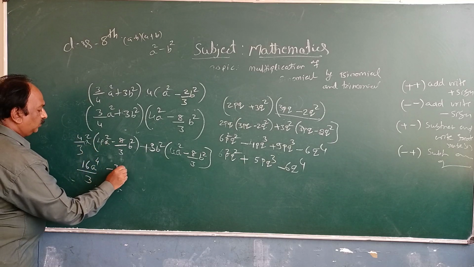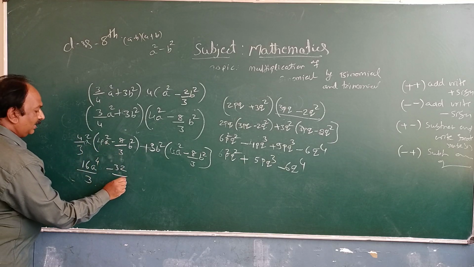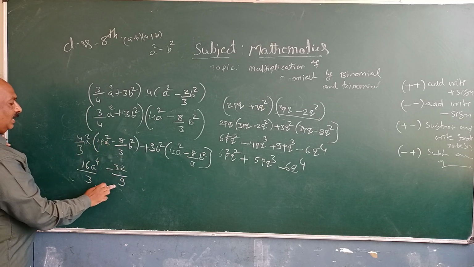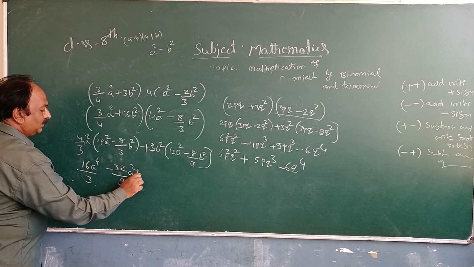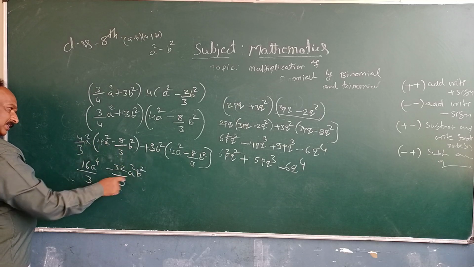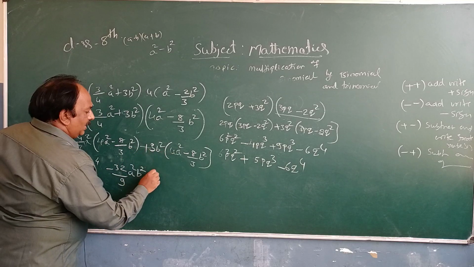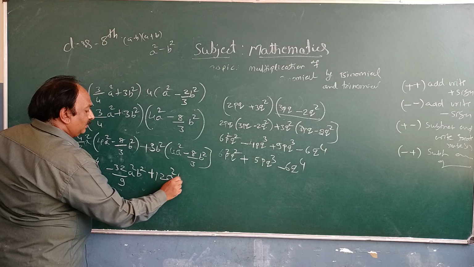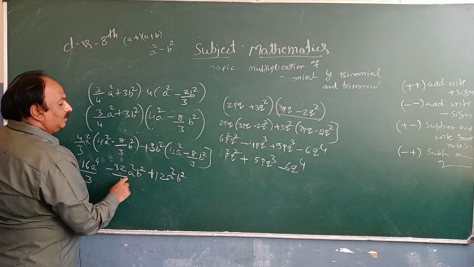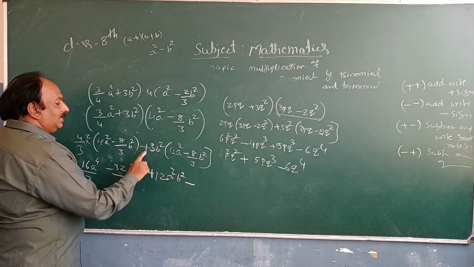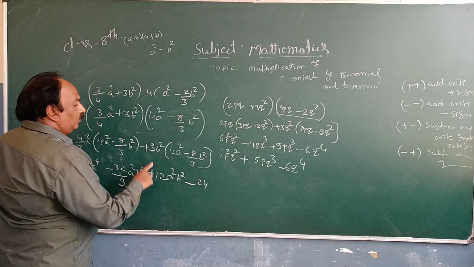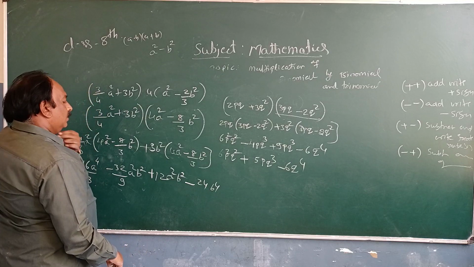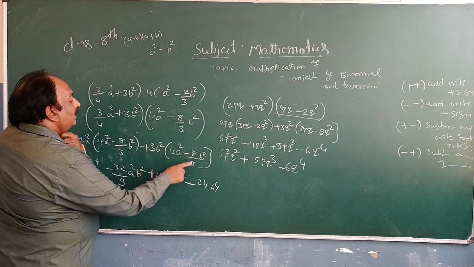Plus into minus, minus. 8 4s are 32, 3 3s are 9, A square B square. Plus, 4 3s are 12, A square B square. Plus into minus, minus. 8 3s are 24, B square into B square, B to the power of 4.